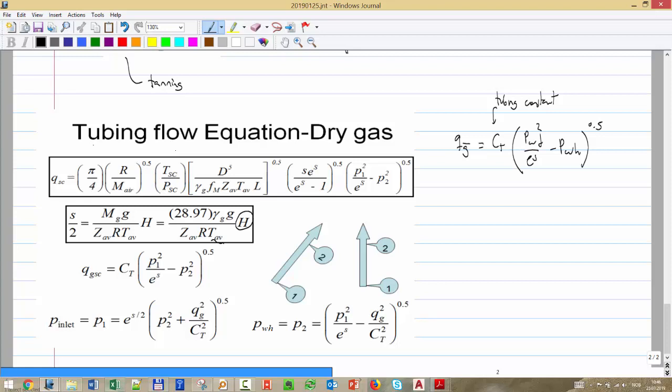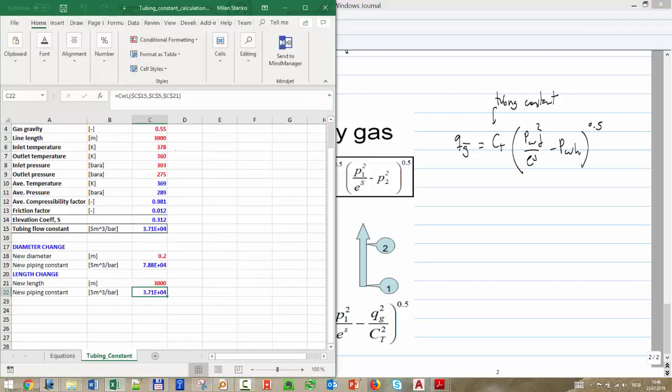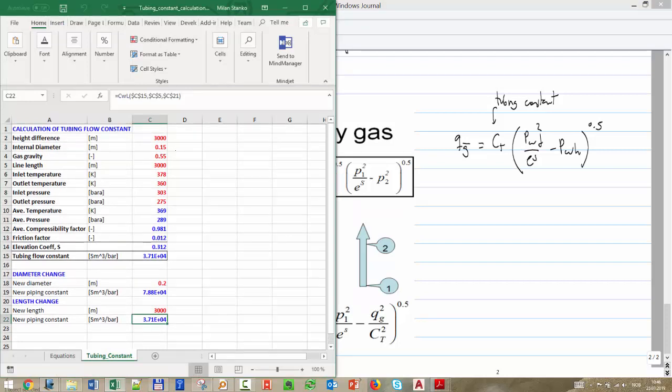Okay, so here you have a calculator, I'm going to share the link with you, where you can calculate the CT and the S. You provide all of this input, and then you can calculate the CT and the S.